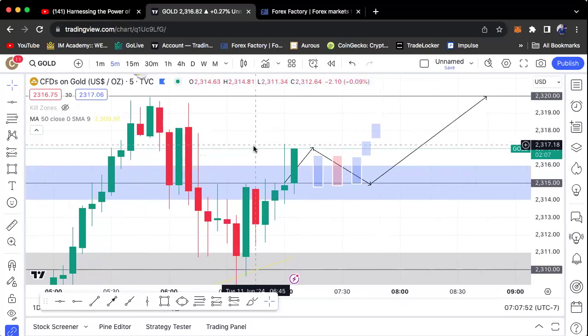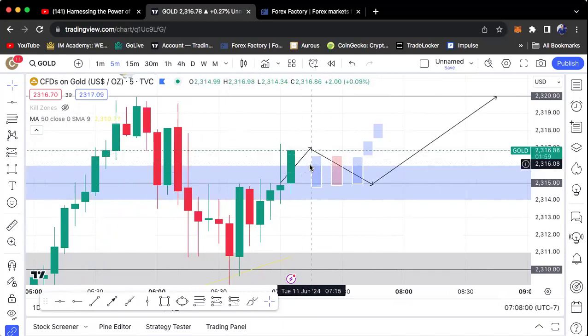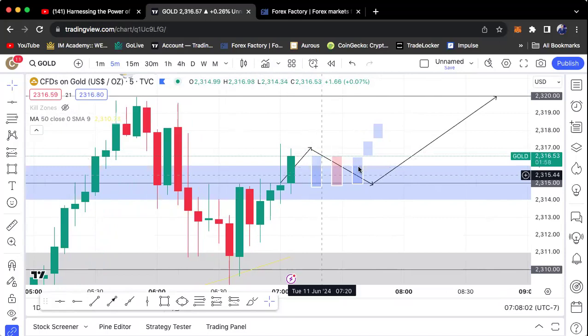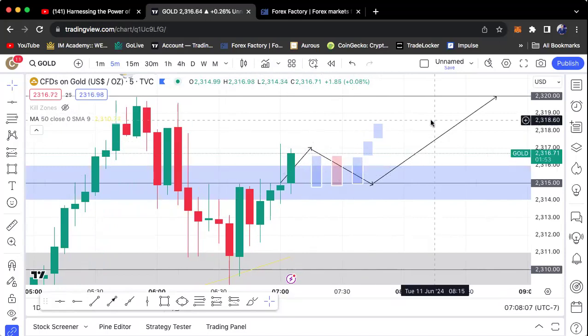See, it's pushing price up. I'm being patient because I'm waiting for that pullback, for that retest. I'm waiting for a bearish candle to come back down to retest and then do something like this, like I just showed you guys.